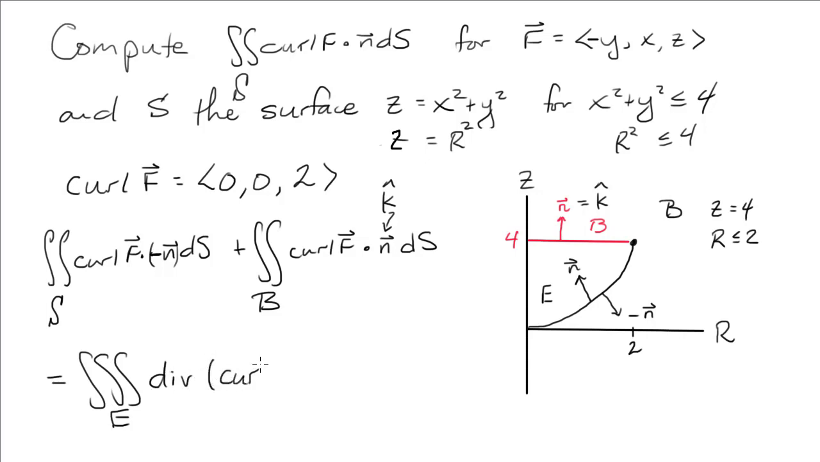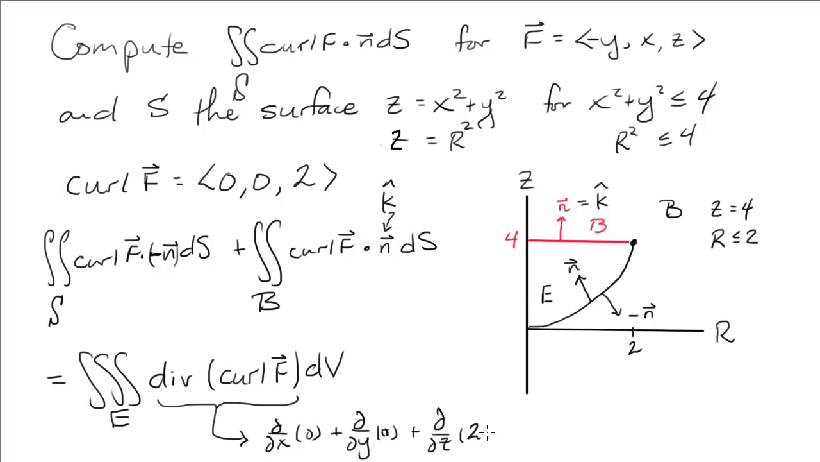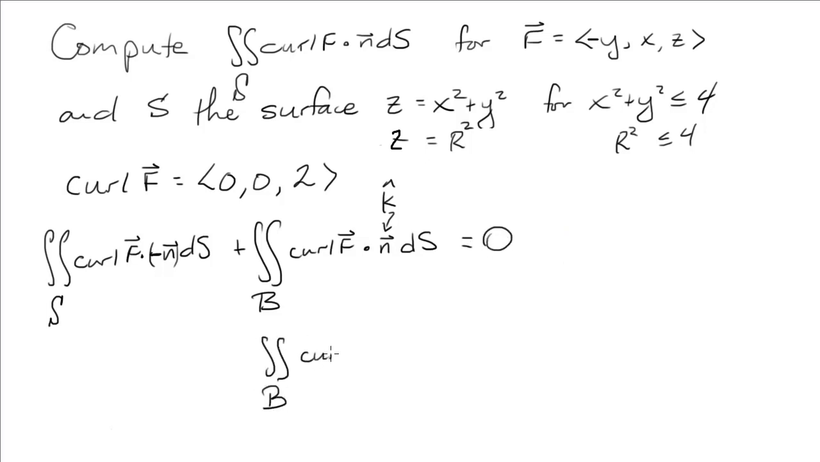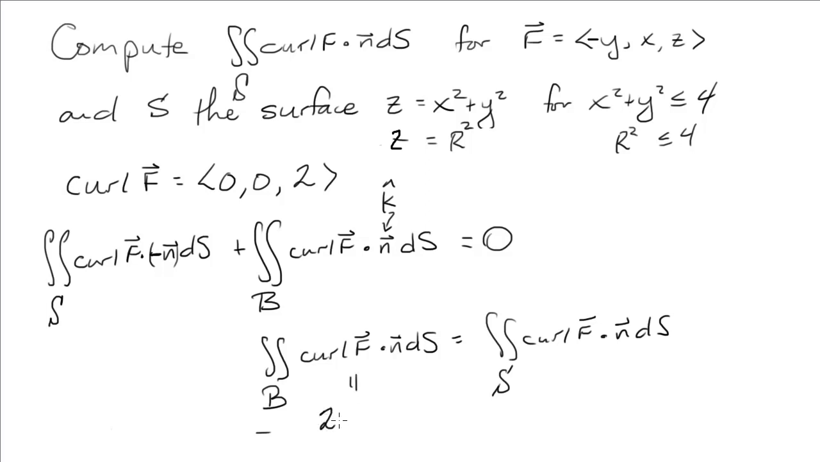This is then the divergence theorem, the divergence of the curl. That's always 0, but let's compute it just for practice. So my two surface integrals equal 0. I'll take my surface integral over S to the other side, which flips the sign on the normal. Curl F dot k is 2, so it's 2 times the size of the disk. The disk is pi r squared, 8 pi.